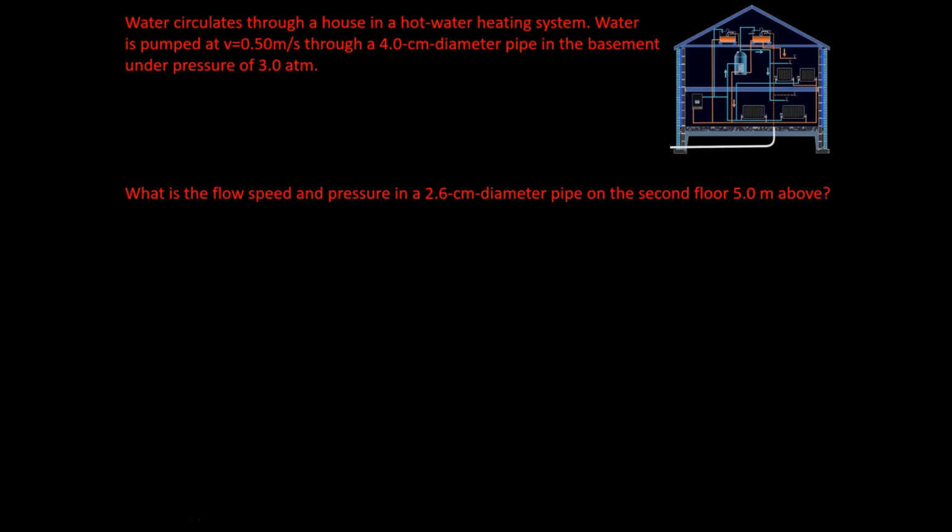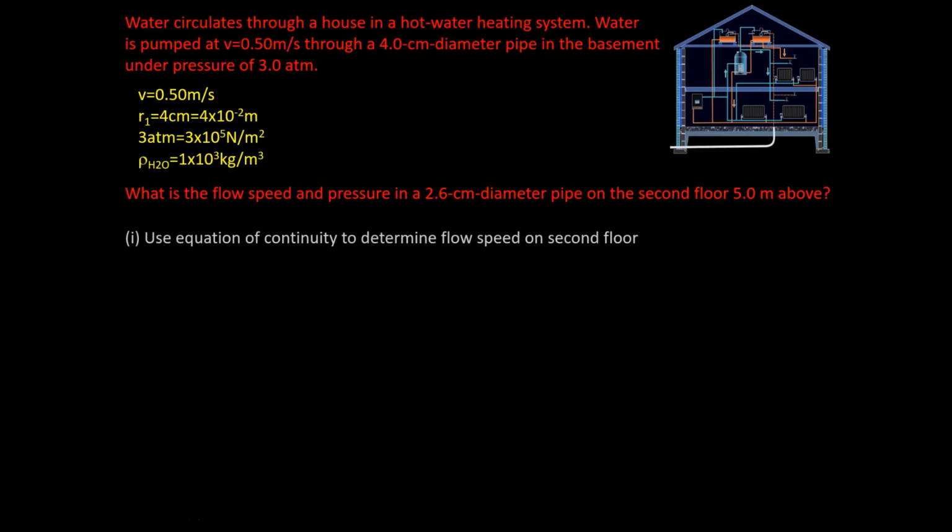So first of all, let's list what we've got. We've got velocity of 0.5. We've got a radius, which I've already converted to 4 times 10 to the minus 2 meters. We have a 3 atmosphere pressure. Good to convert this immediately, which is 3 times 10 to the 5 newtons per square meter, or 3 times 10 to the 5 pascals. The rho of water is going to be 1 times 10 to the 3 kilograms per cubic meter. And the question is, what is the flow speed and pressure in a 2.6 centimeter diameter pipe on the second floor?